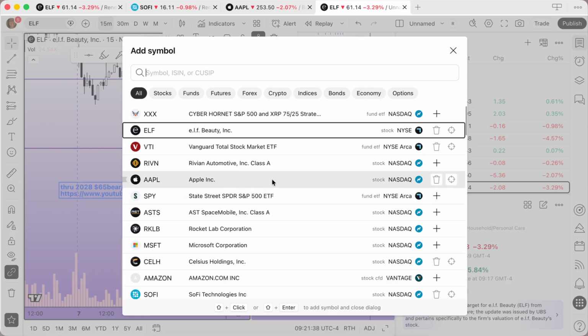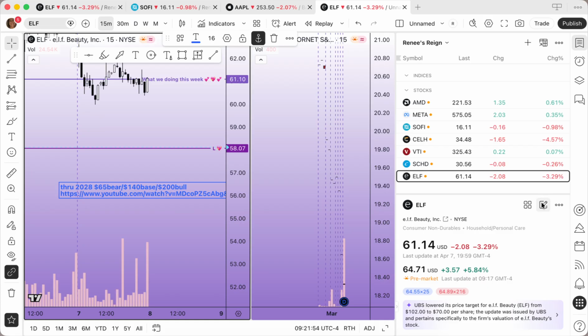So you want to look at Spire, Apple, or Microsoft, Celsius Holdings, any of these companies. And if you want to remove it, you would just go to the trash can. Let me find one I don't mind removing. I'm just going to remove Apple. And then it's gone. So that is your watch list.